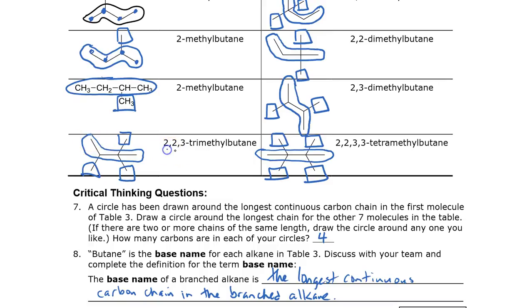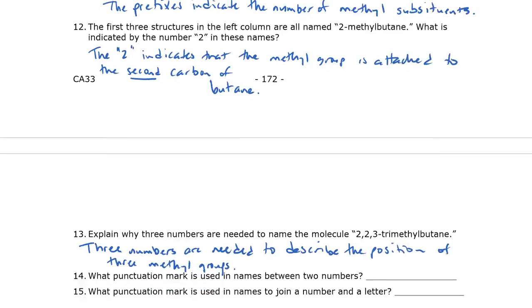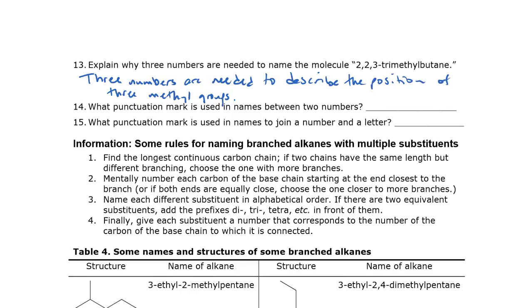And the numbers are 2, 2, and 3. So if I start right here, this is number 1, number 2, and number 3, then there's a methyl on 2, there's another methyl on 2, see how they're both connected to number 2, and the final methyl is on 3, and nothing on 4. Okay? So let's sum that up. Oh wait, number 14. So you can look right at this name here to answer this question.